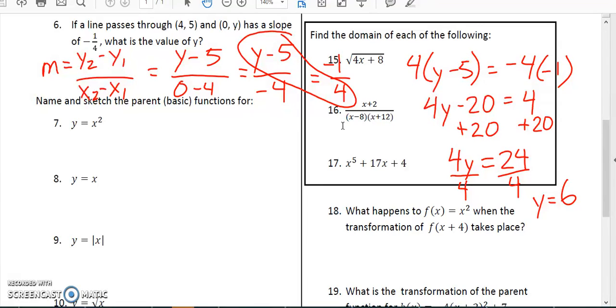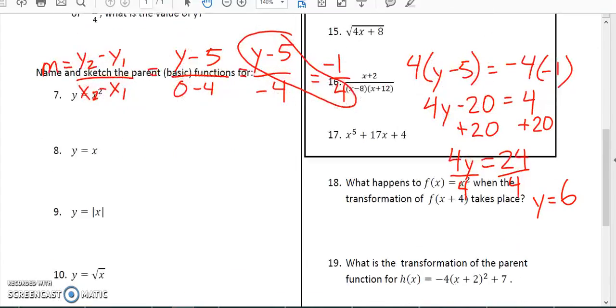Now, name and sketch the parent or basic functions. Let me clear this ink because I can scroll, but the ink stays put.